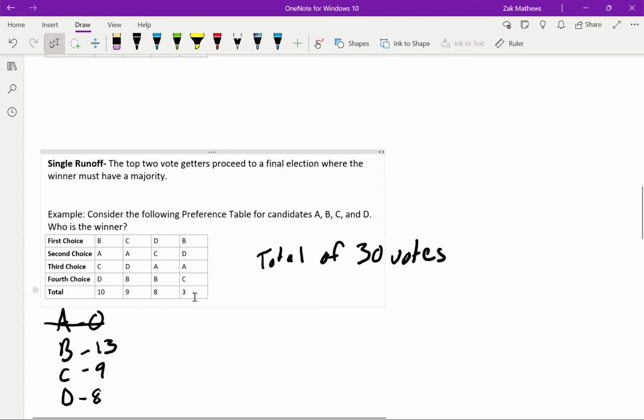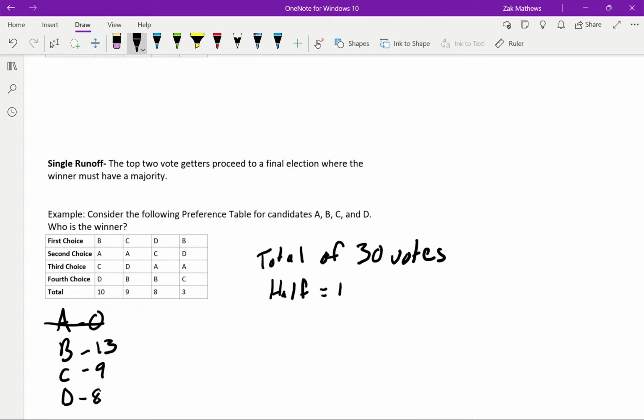We can see those again here. That's the actual number of ballots. So there's one person that said B, A, C, D. Then there's another person that said B, A, C, D. There's 10 of them, in fact, and then 9 people, 8 people, and so forth. So it's a total of 30 votes. That means to get to a majority, well, half would be equal to 15.